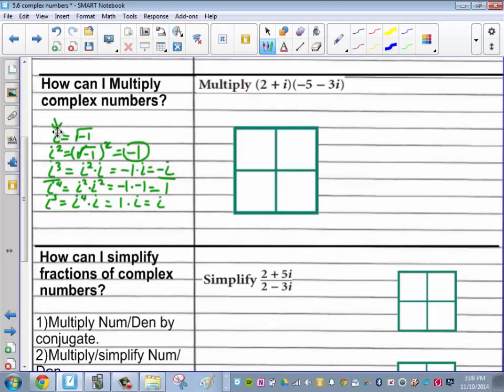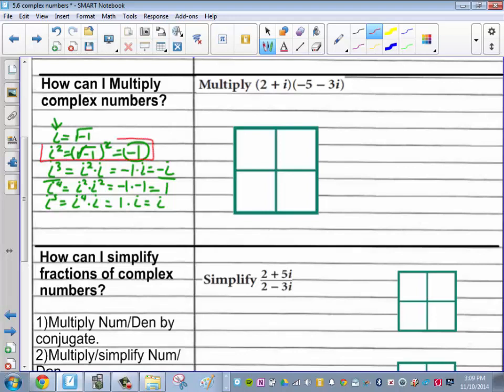So i has this kind of repeating pattern of 4. i is just i, and then i squared is -1, and i to the third is -i, and i to the fourth is 1, and then i to the fifth is i again, and i to the sixth would be -1, and i to the seventh would be -i, and then i to the eighth would be 1 again, and repeat.